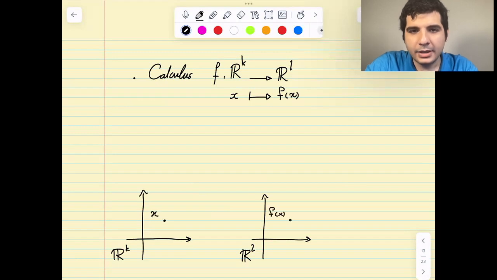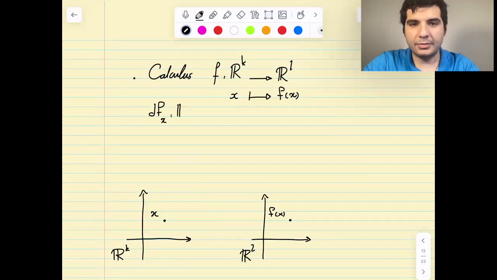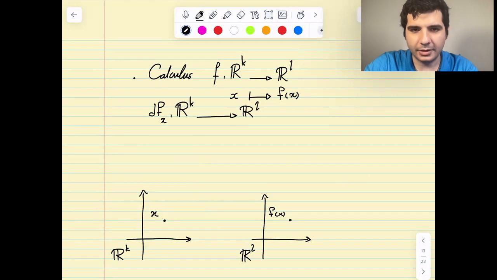Okay, so what is the derivative of f at a point x? By definition, this is a linear map from R^k to R^l. The most important thing is that this is a linear map. So let's write that in red. How is it defined? I should say what is d f at x acting on a vector v. Let's say v is a vector in R^k, right? Let's say this red vector is v in R^k.